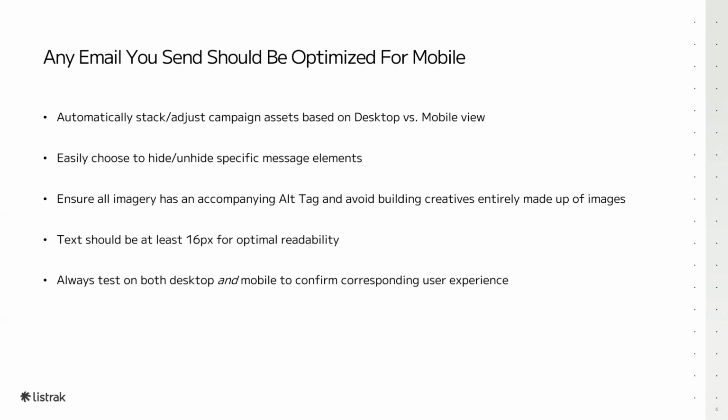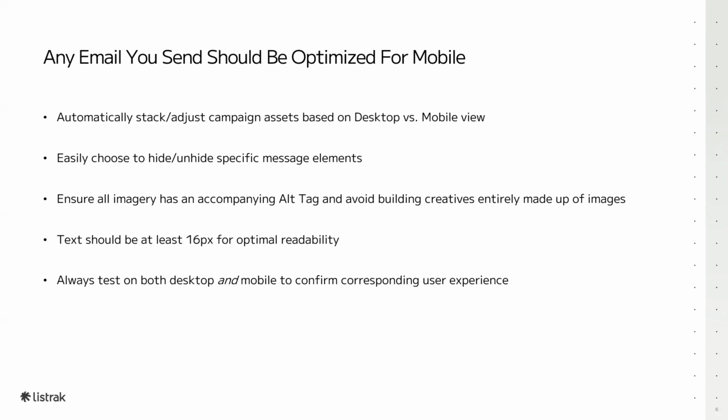So any images that you have are going to scale. Any text is going to display differently. It's important to start thinking about how you can stack or adjust images. If there are two columns, we can adjust them so that column A is stacked over top of column B. In Composer, we have the option to hide or unhide specific message elements. We can use HTML to hide images. We can hide navigation elements so that our messages aren't taking up too much space on mobile.